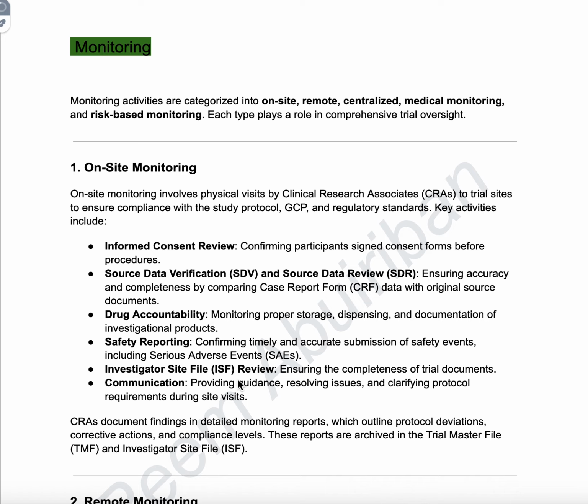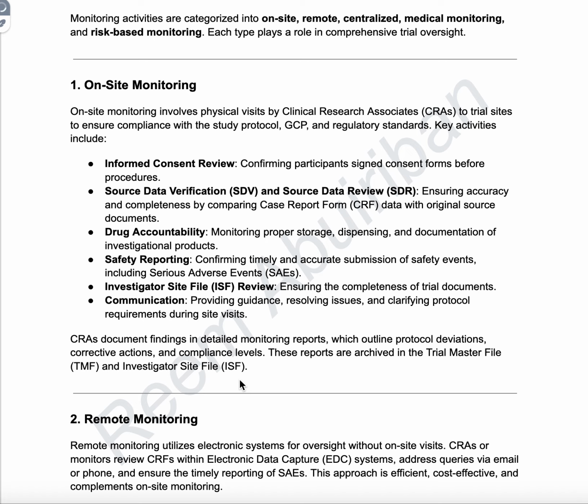So the first one is on-site monitoring. On-site monitoring involves physical visits by the clinical research associate (CRA) to the trial site to ensure compliance with the study protocol, good clinical practice, and regulatory standards. Key activities include, first, informed consent review, confirming participants signed consent forms before procedures. So we make sure that everything is okay with the informed consent.